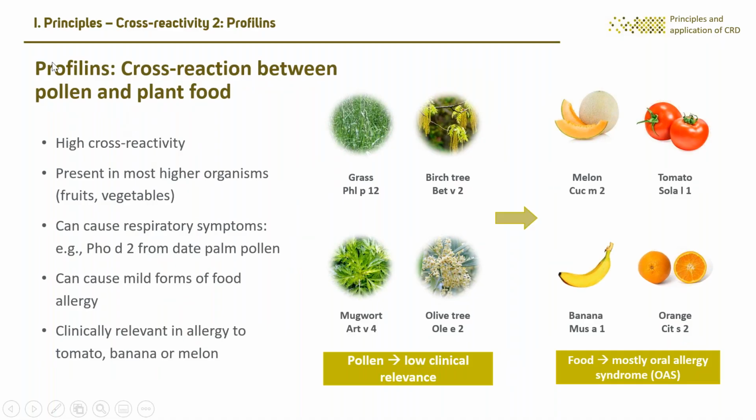Another family of allergens is the profilins. Profilins you will find in virtually any plant, and they are highly cross-reactive. This means that when the patient has IgE to one profilin, he most likely will react to all other profilins. And you find them again both in pollen, where they mediate mostly mild symptoms, if they mediate symptoms at all, but also in fruits and vegetables. Here I want to point out melon and banana, where the profilins can cause some nasty symptoms, but mostly also restricted to the oral cavity.